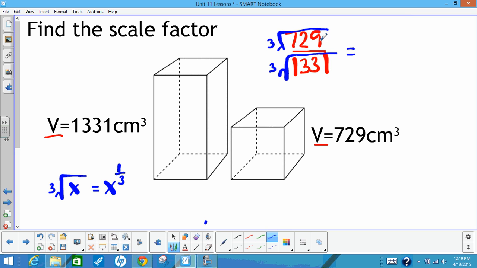So if we do the cube root of 729, we get 9. And if we do the cube root of 1,331, we get 11. So the scale factor, the ratio of the dimensions of these two similar prisms is 9/11. If you're having trouble finding a cube root, please make sure that you ask that question in class and I can show you how to do that.